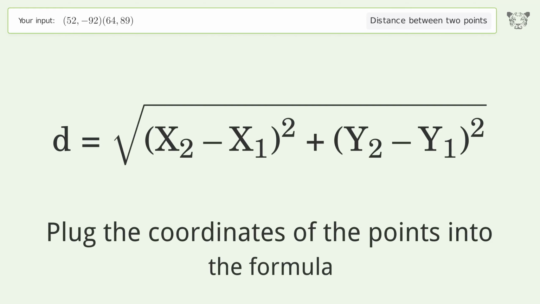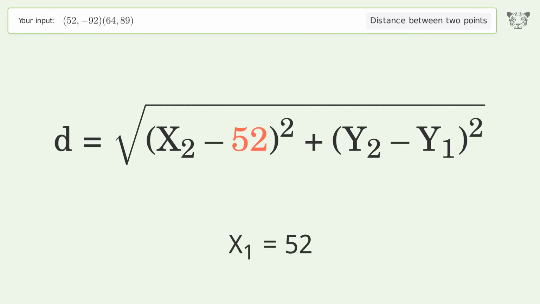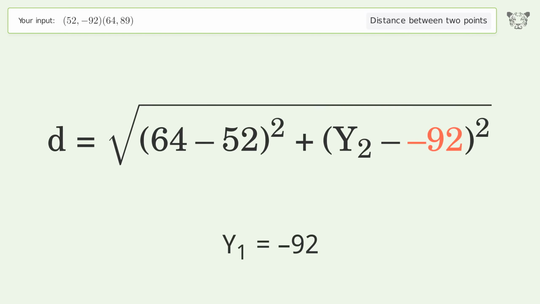Plug the coordinates of the points into the formula. x1 equals 52. x2 equals 64. y1 equals -92. y2 equals 89.